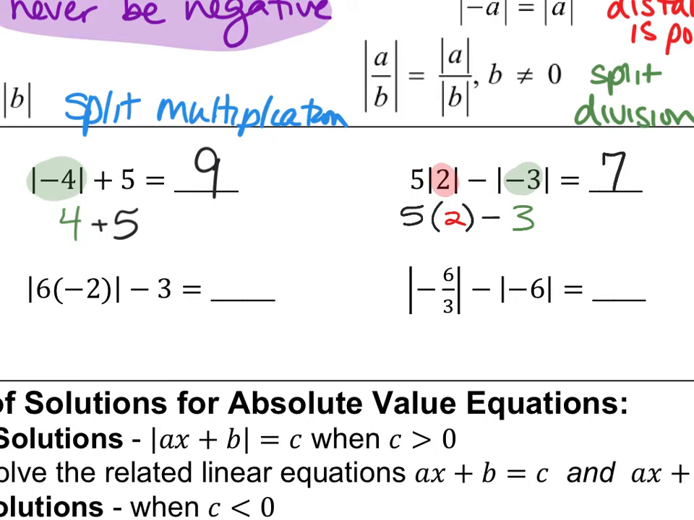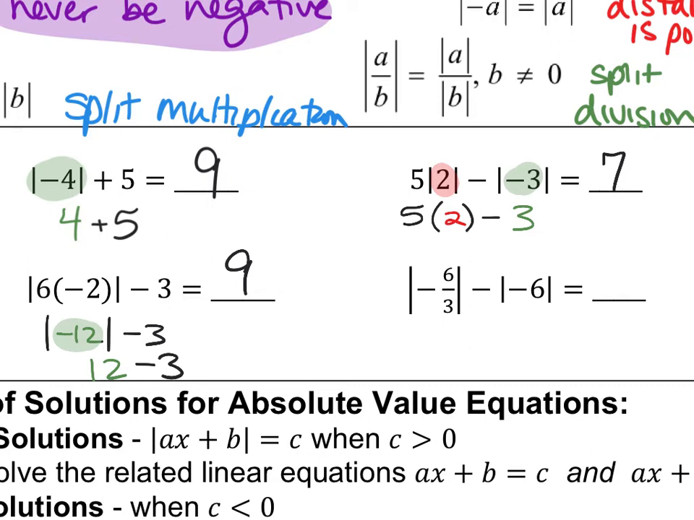To the fourth one, 6 times negative 2. What is 6 times negative 2? Or 6 times 2? 12. And then make it negative 12. Okay. What is the absolute value of negative 12? 12. So this problem is really like saying 12 minus 3. What's 12 minus 3? 9. So you see how we can just do some math basically with these absolute values, some arithmetic?